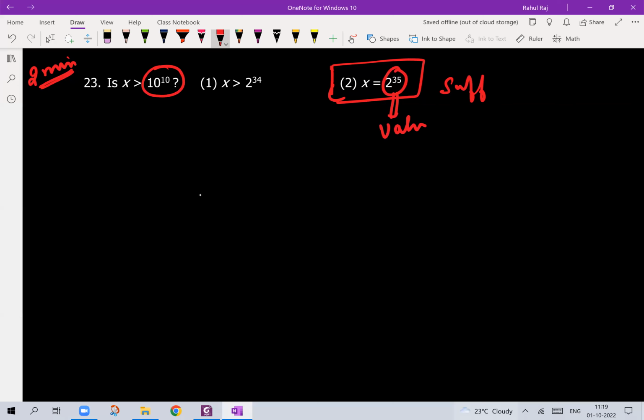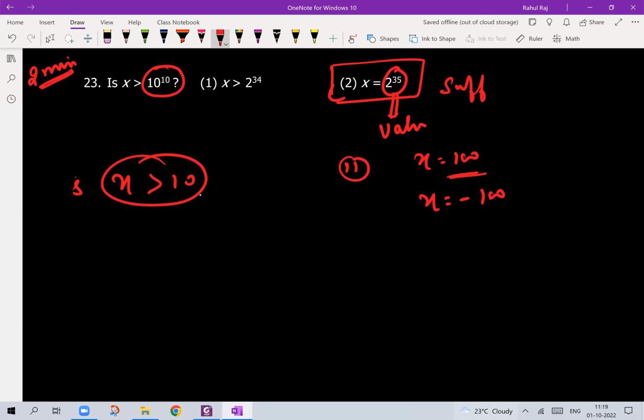Simple logic. It's not that you just don't know by looking into this whether it is greater than 10 to the power 10 or not. Simple. Imagine if the question is x greater than 10. If I give you option number 2 as x is equal to 100, you will straight away mark yes, sufficient. If I give you option number 2 as x is equal to minus 100, you will still say this is sufficient because x is less than 10 from option number 2.